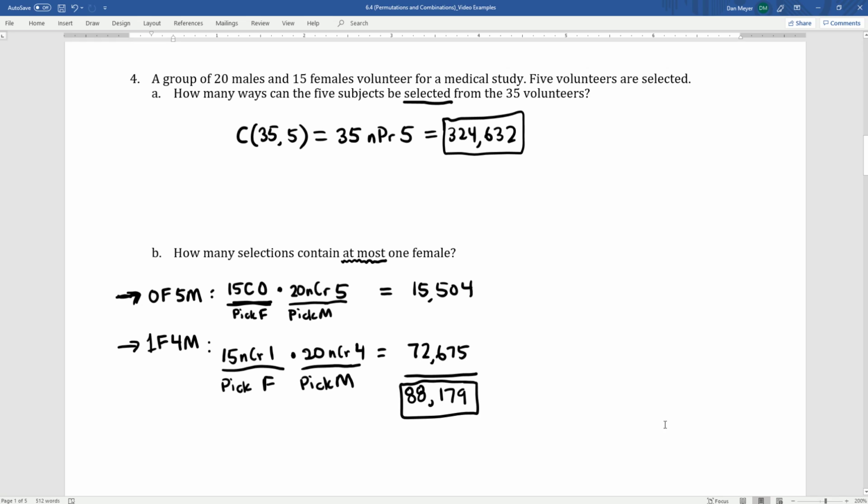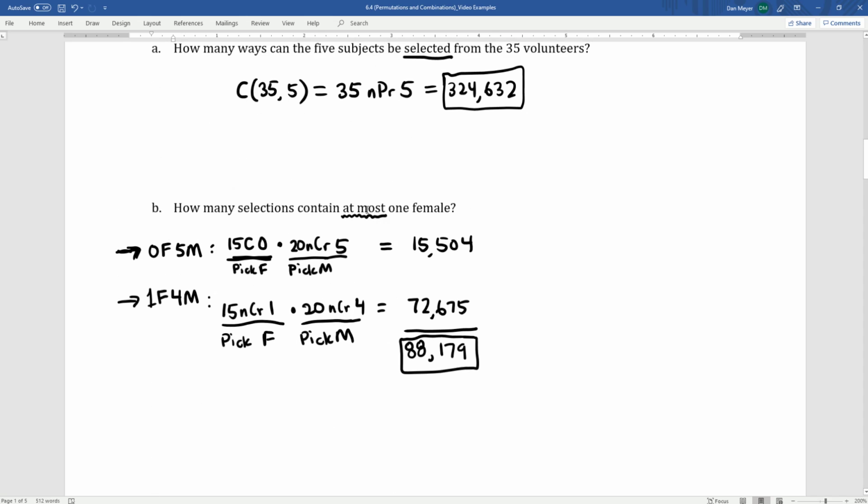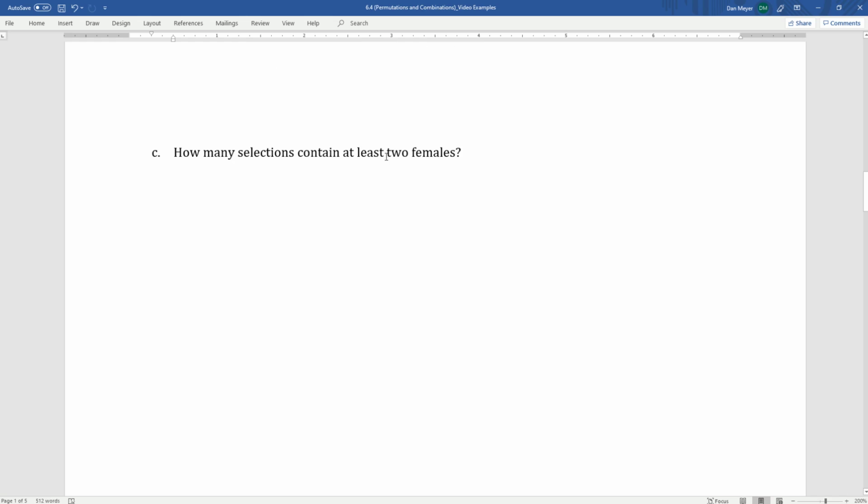All right, so one thing that can come into play, anytime you see at most or at least or more than or fewer than, think of writing down cases or partitioning the event. Then compute each sub-event individually and add them together at the end. So in part C, how many selections contain at least 2 females?